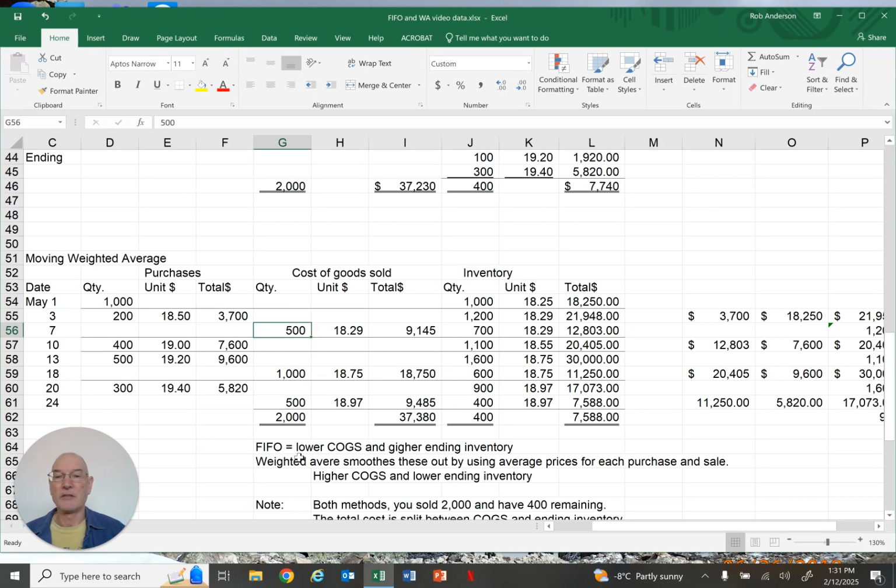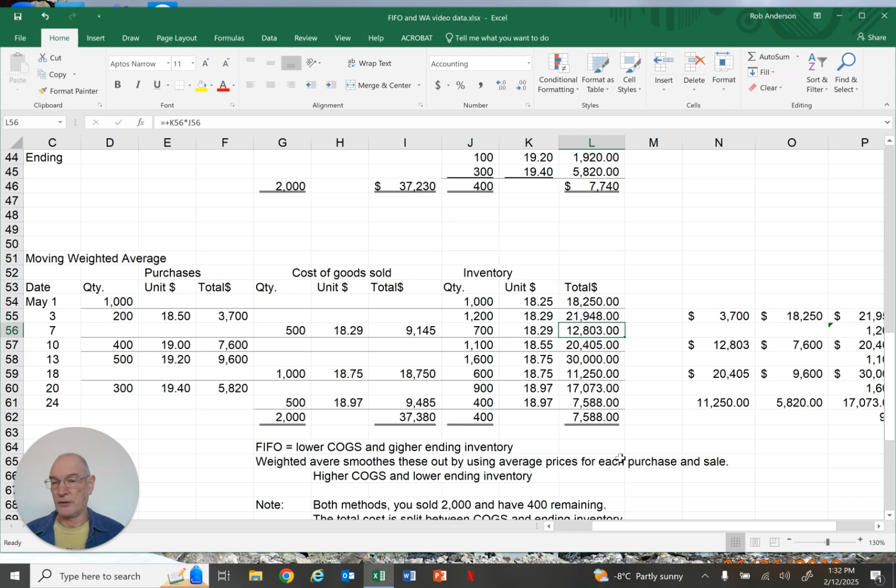So we sell 500. Now, we've decided that all of these units are valued at $18.29. So all we need to do is take 500 times 18.29, and there's our cost of goods sold. And we don't have 1,200 anymore. We have 1,200 minus 500, so we have 700 units. So our value now is 700 at 18.29 is 12,803.